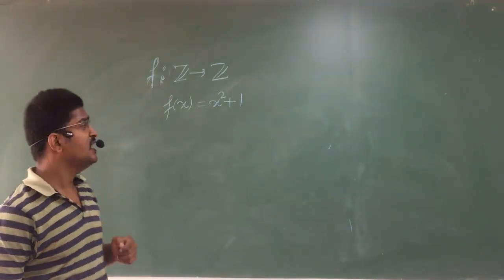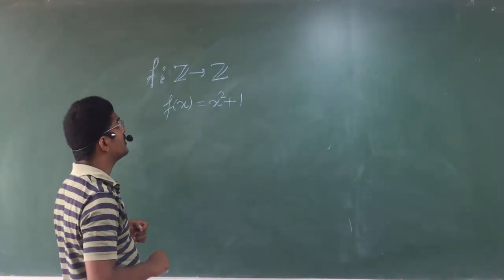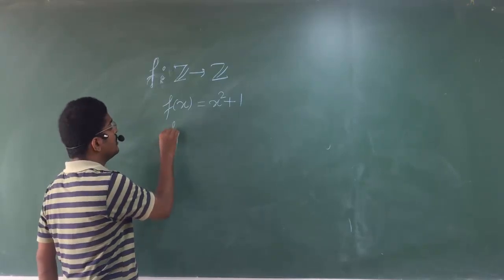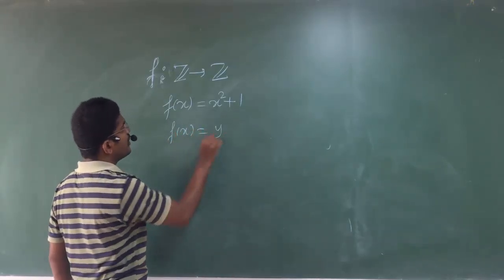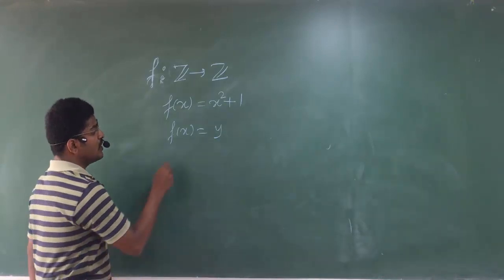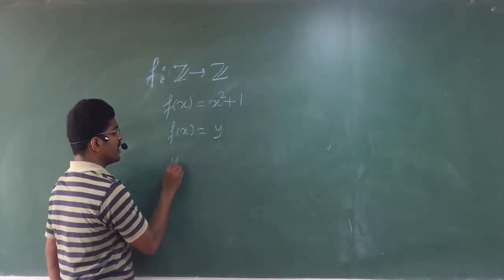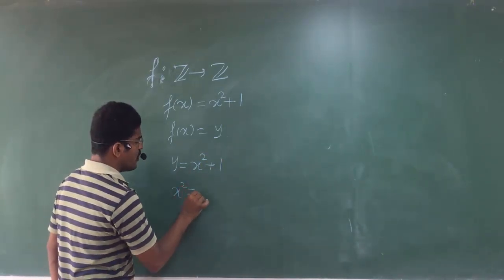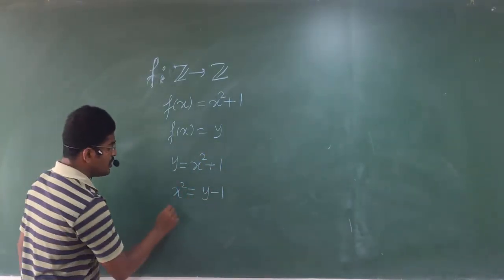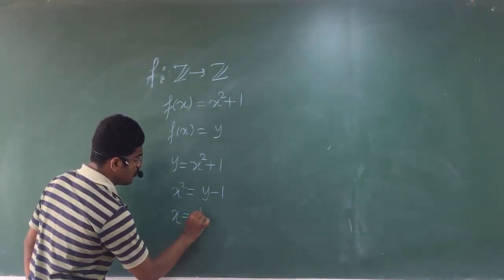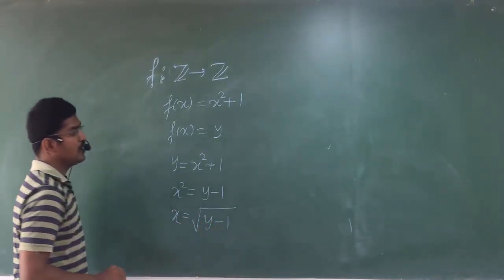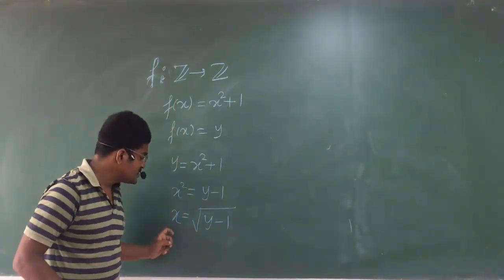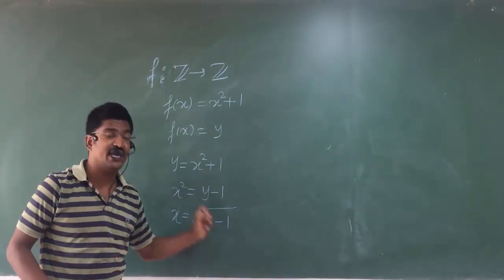So for that reason, let us see what will happen. I will write f of x equal to y. This is a notation. So y is nothing but x square plus 1. X square equals y minus 1. Now x is equal to root of y minus 1. So as we go on solving, x will be equal to root of y minus 1.